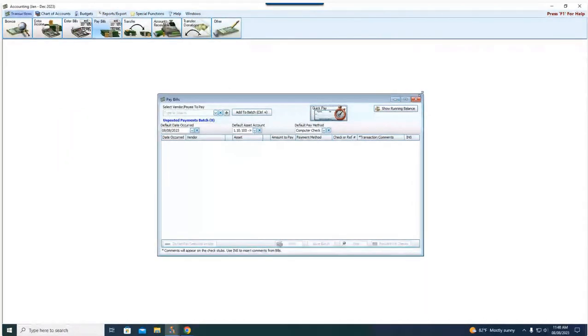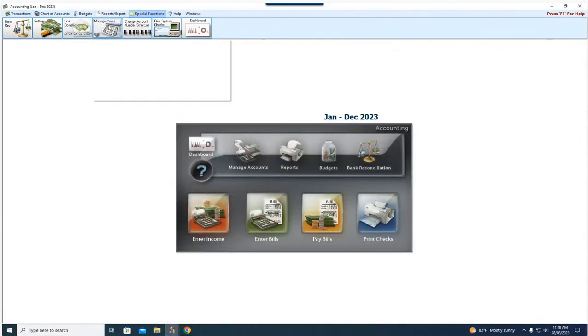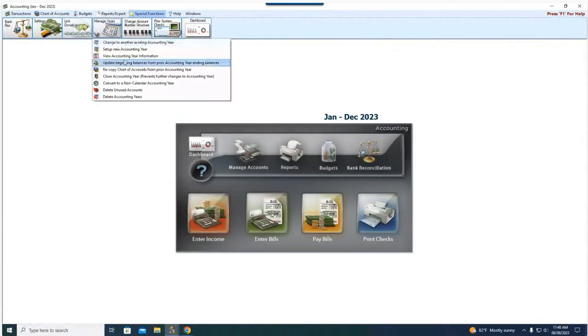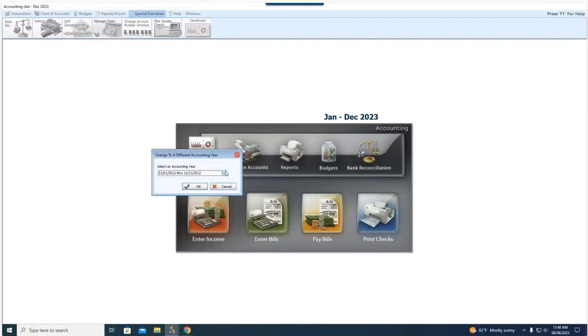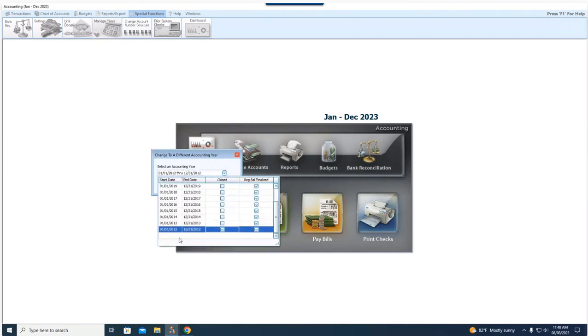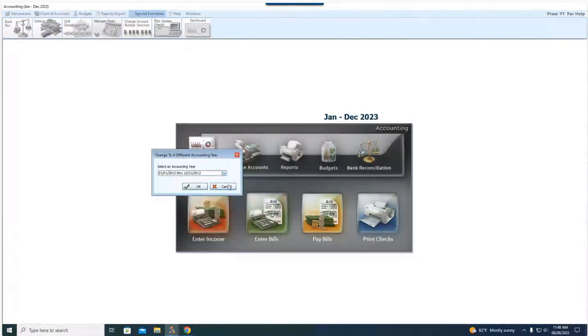Okay. So if we go up here to special functions, manage years, we go to change to another existing accounting year. We go down here to 2012, but whoa, wait a minute, back up a step. 2012 is closed. I can't go back into 2012 and mark that bill as paid. So what options do I have with regards to that?